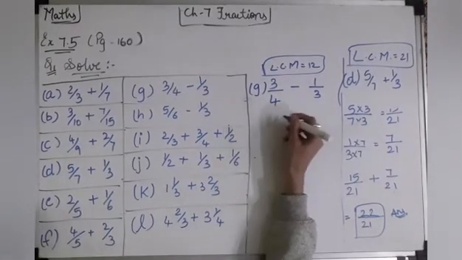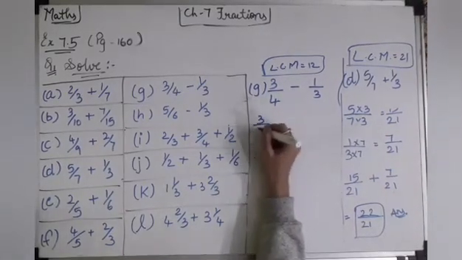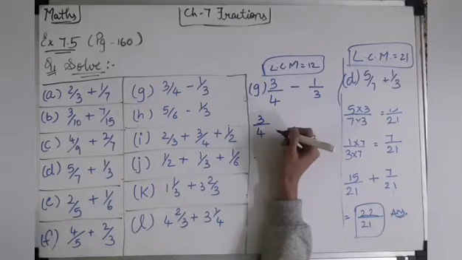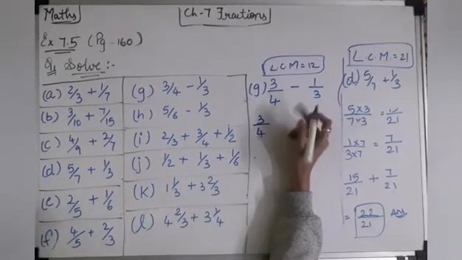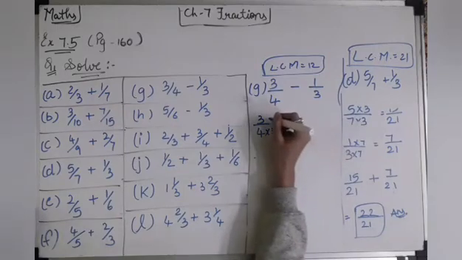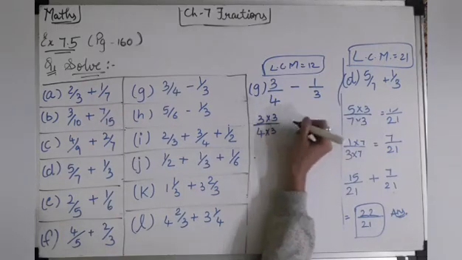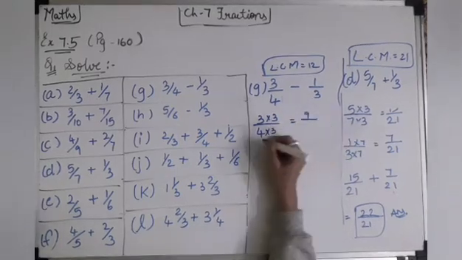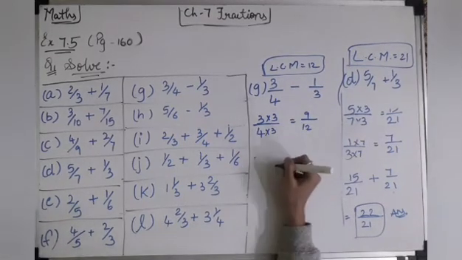So now in denominator we need 12. So 3 upon 4 means by which number I will multiply 4, so I will get 12? I will multiply by 3. So in numerator also I will multiply by 3. So 3 3s is 9 and 4 3s is 12.